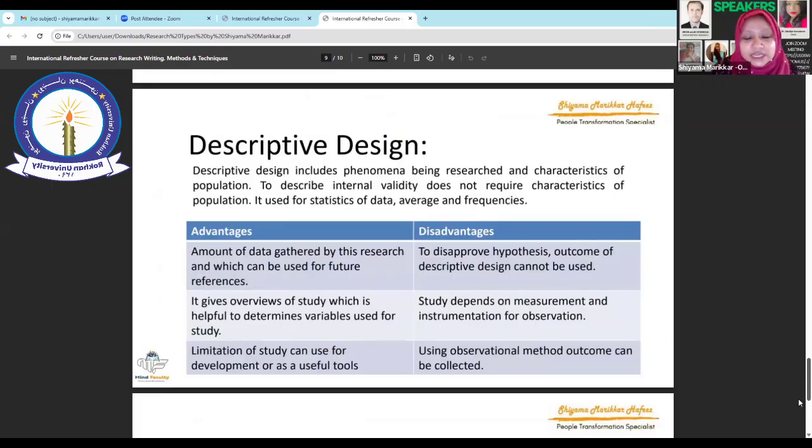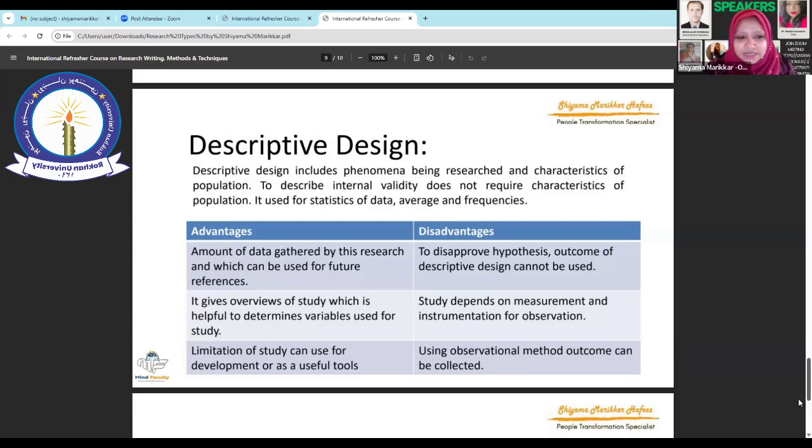One example I would like to mention here is descriptive design. Descriptive design includes the phenomena being researched and the characteristics of the population. I already mentioned how descriptive research design is involved. This is a design, meaning a framework to describe variables. It is used for statistics of data, averages and frequencies. So how do we get that? It involves the phenomenon being researched or a characteristic. It's similar to qualitative research, we can say.